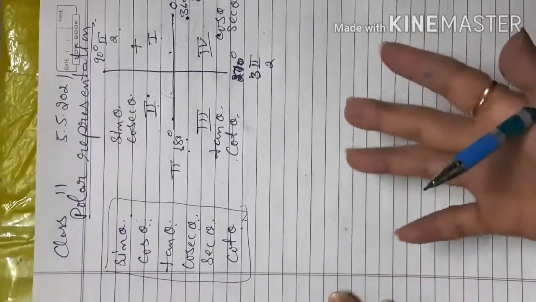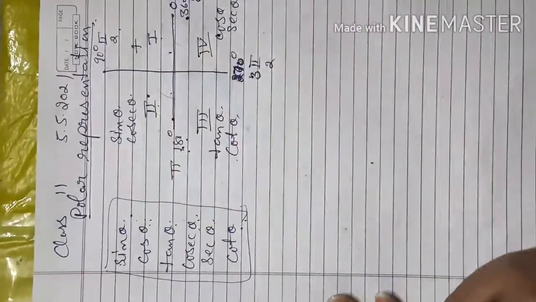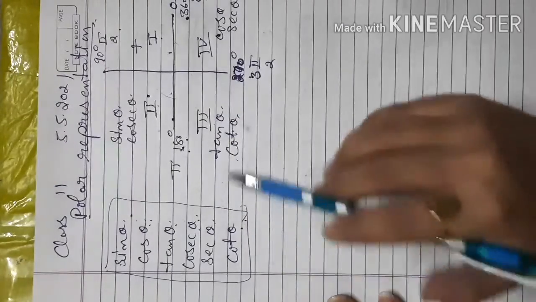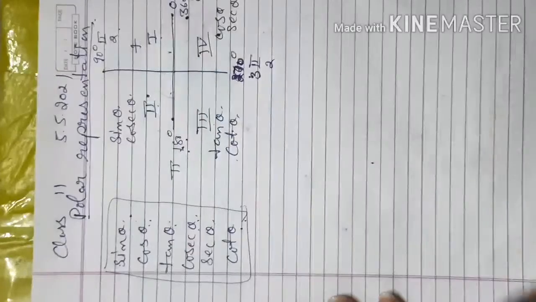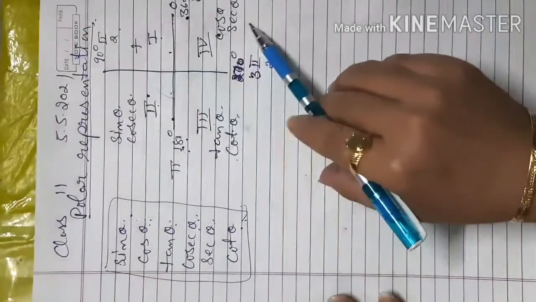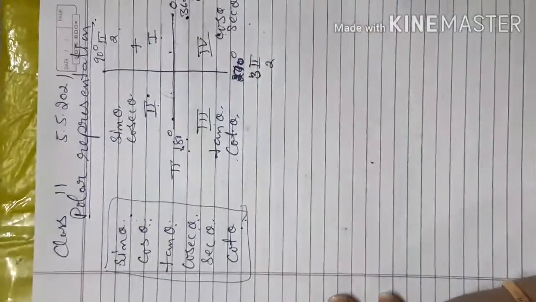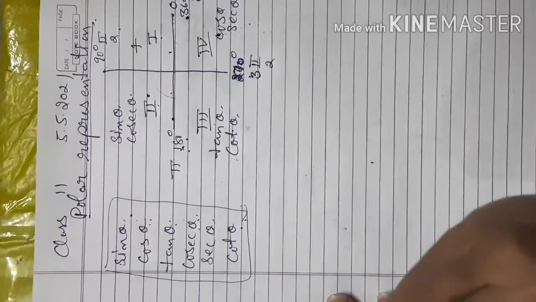Now the question is why. Why are sine theta and cosecant theta positive here, only tan theta and cot theta positive here, all terms positive here, and here cos theta and secant theta positive, and the other terms negative? So this is the reason behind that.